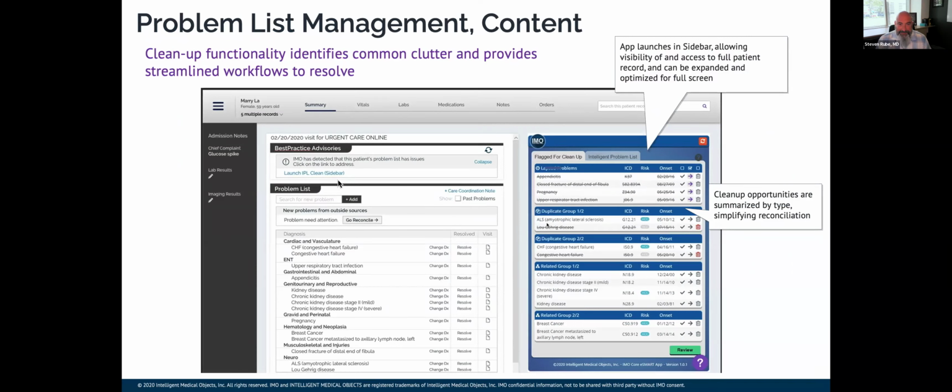cleanup. On the left, you see the native problem list that exists with the IMO categories and everything categorized. The features and functionality are still the same that were native to this application. So if you were able to know how to use this problem list yesterday, you would know how to use it the next day. The change was when there is an alert that says you may have cleanup possibilities, you can launch this SMART on FHIR app on the right, which is basically a worksheet that allows for cleanup.